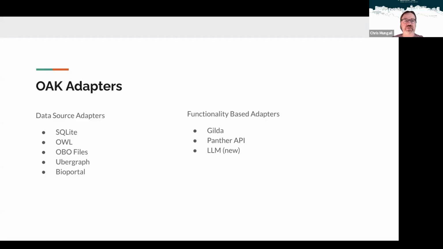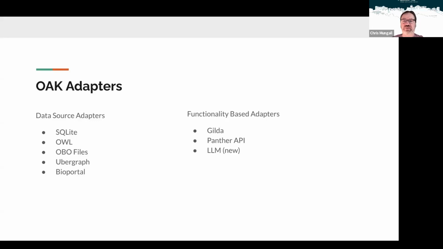But there's also other kinds of adapters. These are more like functionality-based adapters. They include the Gilda adapter that gives you named entity recognition. There's a Panther API adapter to do enrichment. And today we're going to be looking at this newer LLM optional adapter.